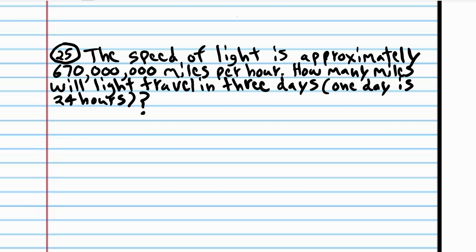All right, so the reason this is a two-step problem is because it told us the speed that light travels per hour. It travels 670 million miles in 1 hour. This is asking us how many miles will light travel in 3 days. Days are different than hours. So they have to tell us 1 day is 24 hours, and this becomes a two-part problem.